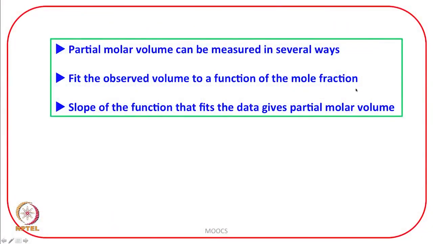So, if we are able to measure the densities, we will be able to determine the volume, and then what we do is, we find a mathematical expression for how the volume depends upon the composition, how the volume depends upon the mole fraction of one of the components in the mixture. So, that is what is mentioned over here. Fit the observed volume to a function of the mole fraction. The slope of the function that fits the data gives the partial molar volume.